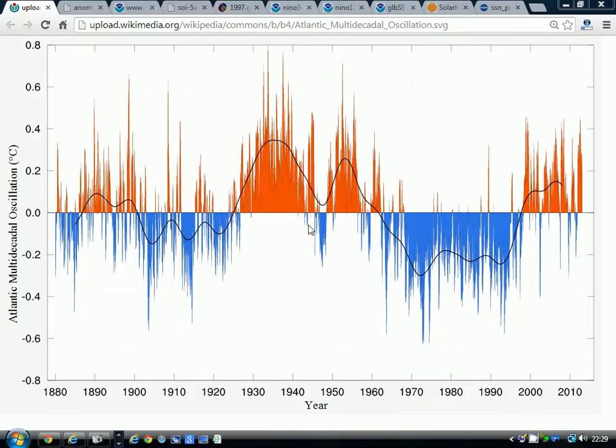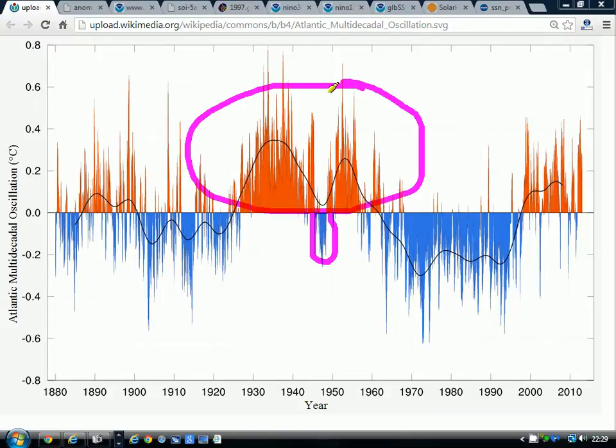Of course, back to this graph, I'll go back to what happened in the late 1940s, around 1947 to 1950. We did get a colder cluster of years there, right in the middle of this otherwise warm period of the AMO. So maybe we go through that again.